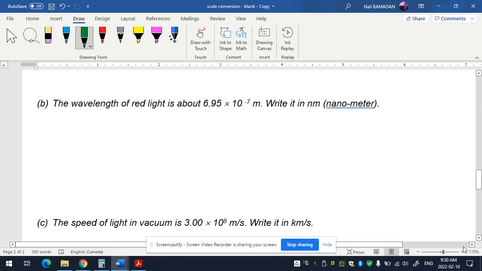Can someone tell me what's my power there? Negative what? 7. What's wrong with this choice? Too big. Ooh, just a little bit bigger. Too small. Just right. Okay. Say again. What? It's bigger scale. If something is on the micro scale, it's bigger than anything with a minus 7. Okay.